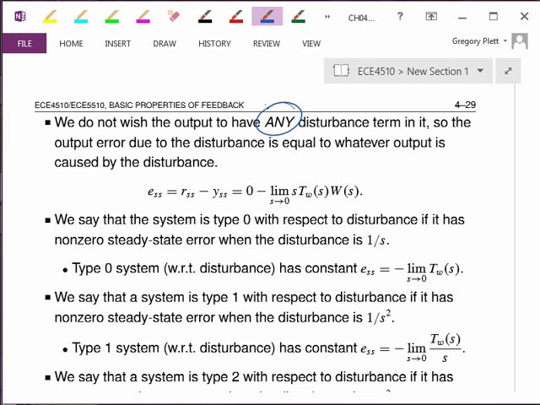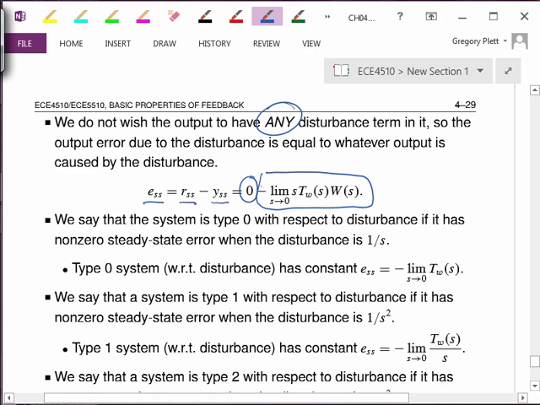Here we're interested in understanding what is the system type with respect to that disturbance. So the steady state error is equal to the desired output minus the actual output. And in this section, we're saying the desired output is 0. And so any actual output is error. And so the steady state error due to disturbance is minus the limit as S approaches 0 of S times TW of S times W of S.